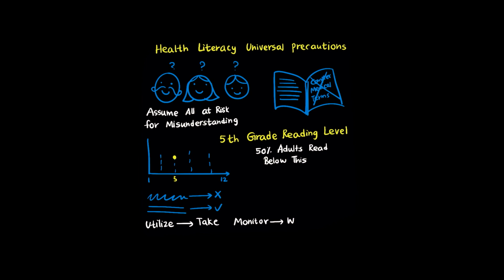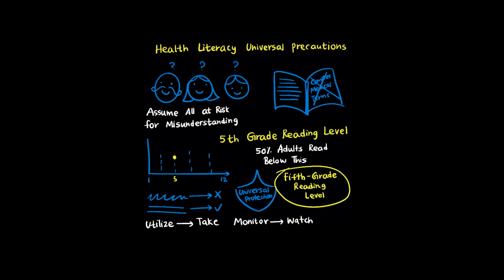5th grade level means short sentences, common words, active voice, and clear instructions. It means assuming nothing about what patients understand. Just like universal precautions in infection control assume anyone could have an infection, health literacy universal precautions assume anyone could struggle.